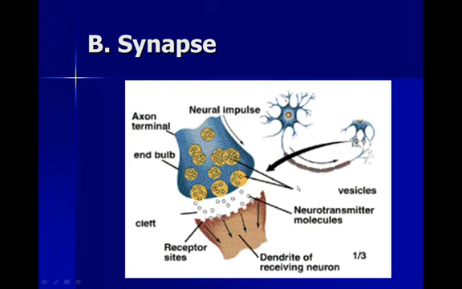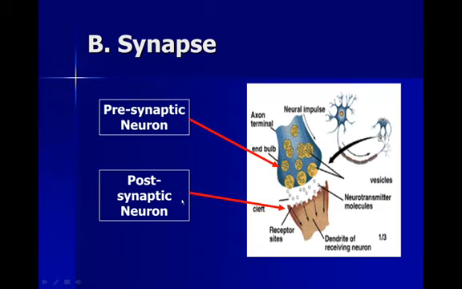Again, a basic look at how this functions. Here we have a terminal button where neurotransmitters will be released into the synaptic cleft. Those will then bind to the receptor sites on the dendrite of the receiving neuron. This is critical for understanding how drugs affect behavior, because they tend to affect this process right here. Again, the presynaptic neuron is the terminal button, and the postsynaptic neuron is the dendrite.